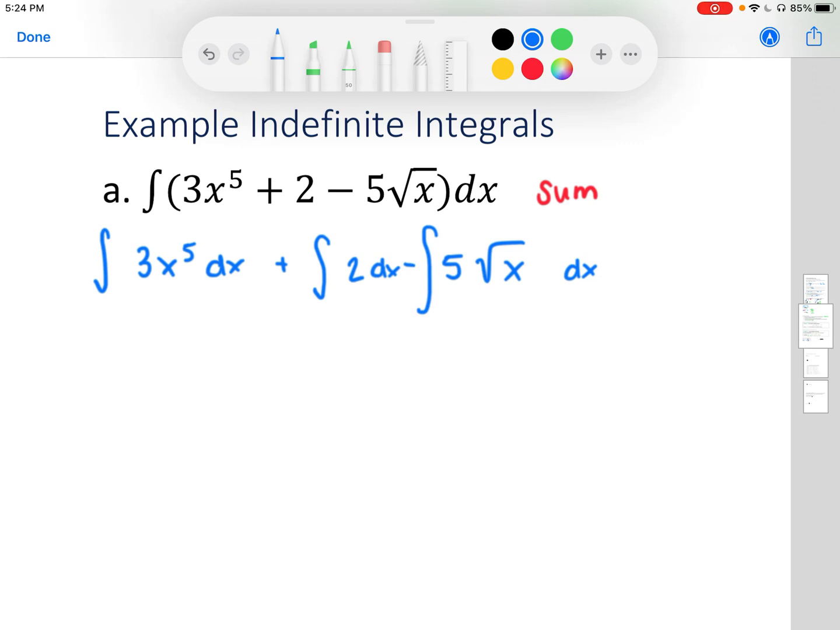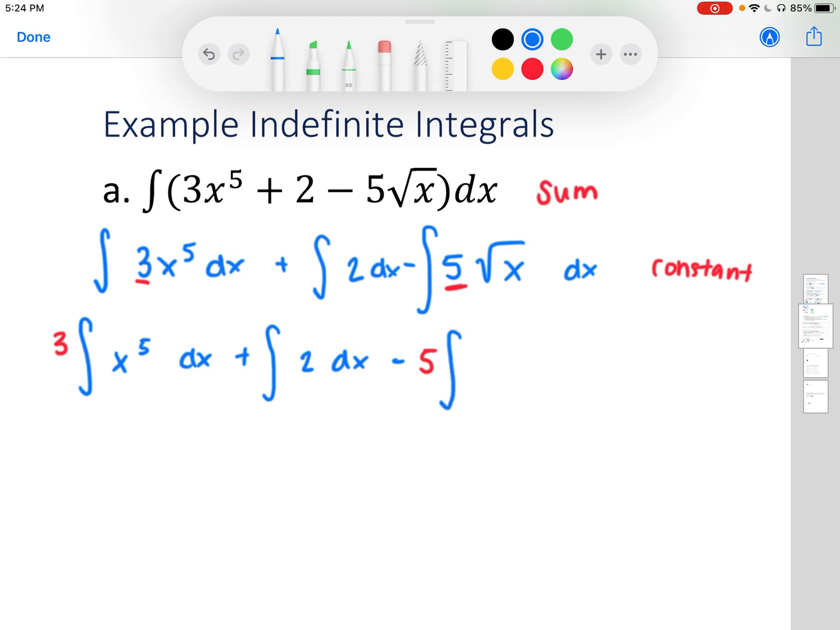All right, now according to my constant rule, I can move my constant forward. So that 2 is part of my integrand, but that 3 and 5 I can move out. So I write 3, and then the integral of x to the 5th dx plus the integral of 2 dx, minus, I can bring out that 5, the integral, and instead of writing square root of x, I'm going to write x to the 1/2, just so it's easier to look at.